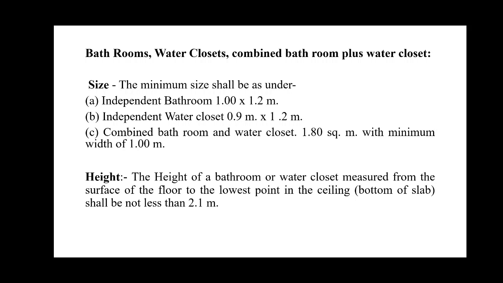Next, requirements for bathroom, water closet, and combined bathroom plus water closet. First, the size. The minimum size shall be as follows. First case, if it is an independent bathroom, then the minimum size will be 1 meter by 1.2 meters. Independent water closet, minimum size 0.9 meters by 1.2 meters. Third case, if it is a combined bathroom and water closet, the area will be 1.8 meters square minimum with the minimum width of 1 meter.